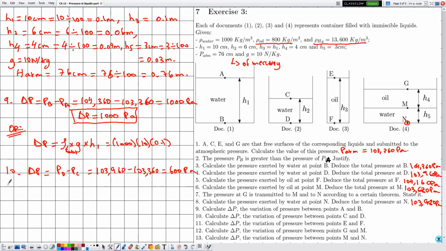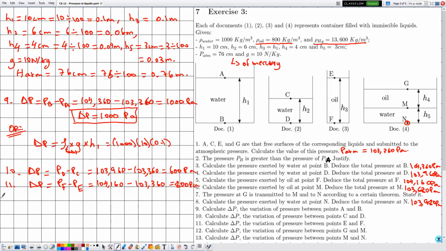Now as for number 11, we are interested in determining delta P, which is the variation of pressures between the points E and F. Because F is located at a horizontal level lower than that of E, we'll start with it. So PF minus PE, which is equal to the pressure at the point F, given by 104,160, minus the atmospheric pressure, which is the pressure at the point E. Plugging this on the calculator, the difference in pressure is given by 800 Pascal.